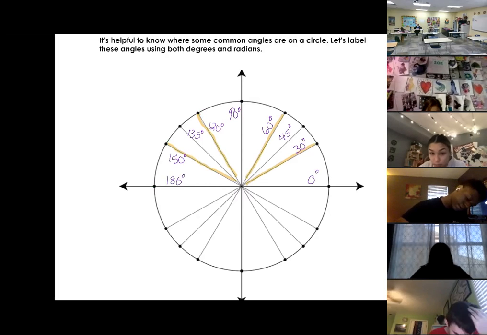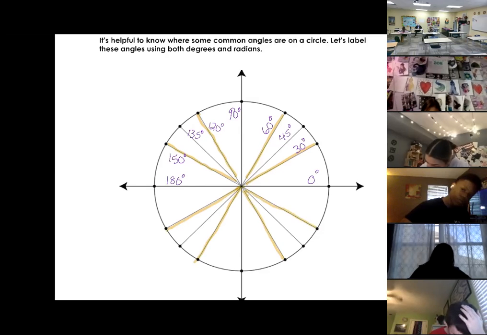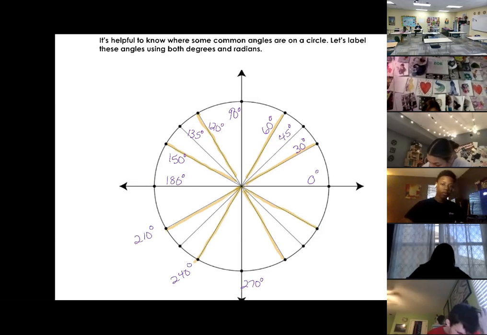Okay, and then the same thing, this line and this line will divide that quadrant into thirds, and those two lines will divide those quadrants into thirds. So 180 plus 30 is 210, plus 30 is 240, plus 30 is 270, plus 30 is 300, plus 30 is 330, plus 30 is back to 360.